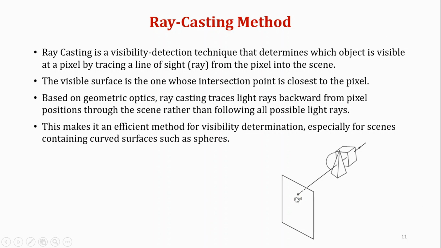The object that the ray intersects first becomes the visible object. So when we are projecting from the viewer into the scene, whichever object is intersected is going to be displayed on the screen. This technique is particularly effective for scenes containing curved surfaces such as spheres.